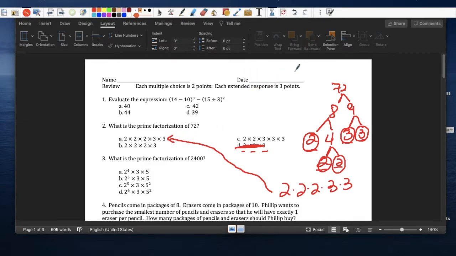Remember, you can also write this in exponential form. So this would be 2 to the third power times 3 to the second power, because there's three 2's and two 3's.